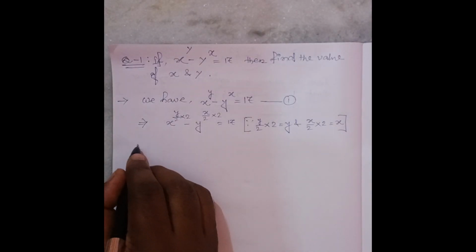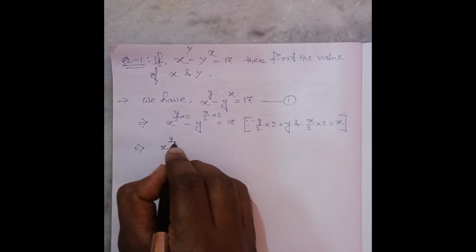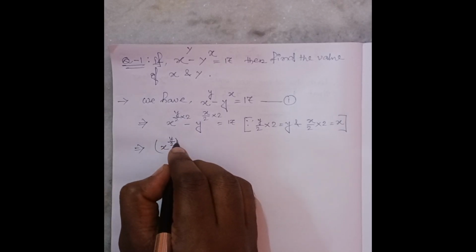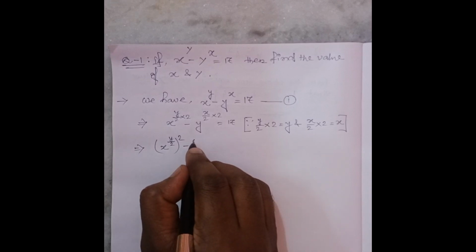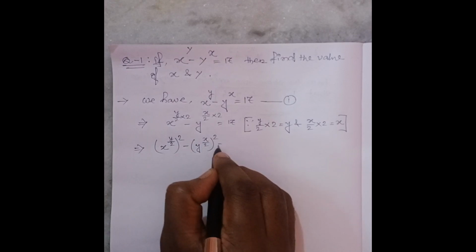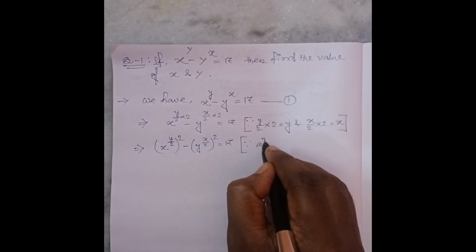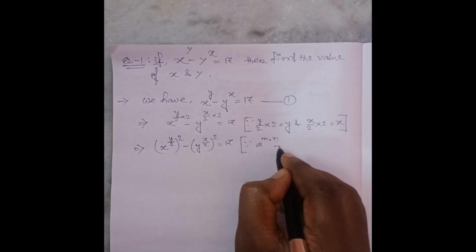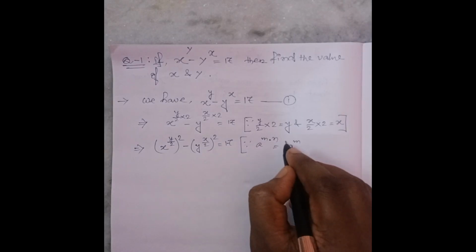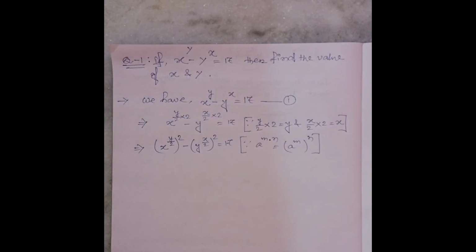From here we simply write it as (x to the power y by 2) whole square minus (y to the power x by 2) whole square is equal to 17. Since a to the power m into n can be written like this by laws of indices, as we have learned in the early classes.